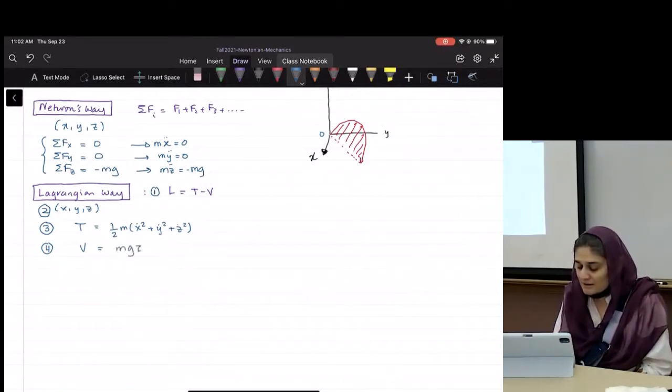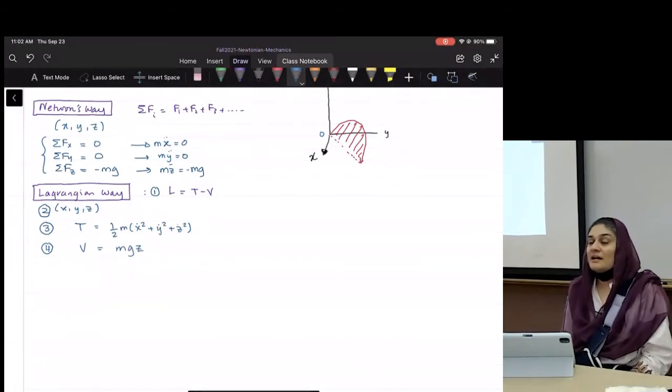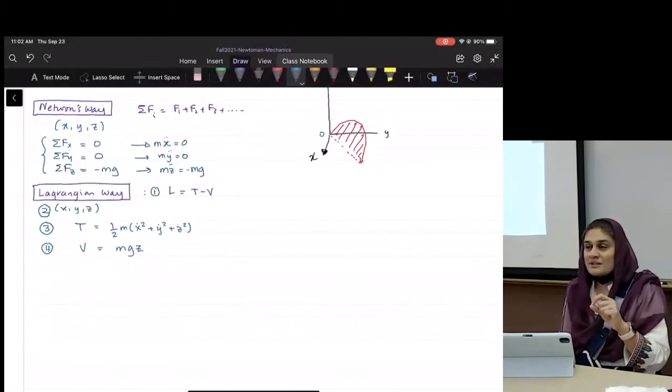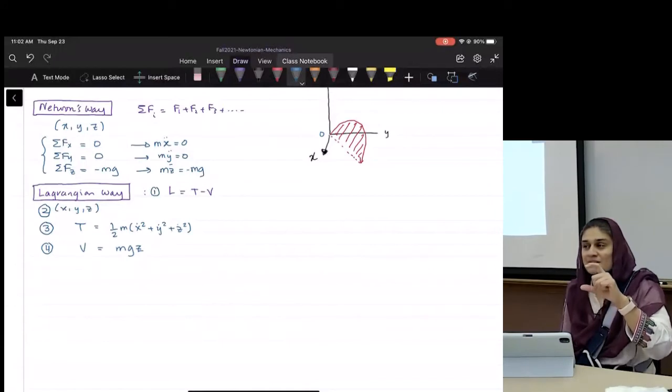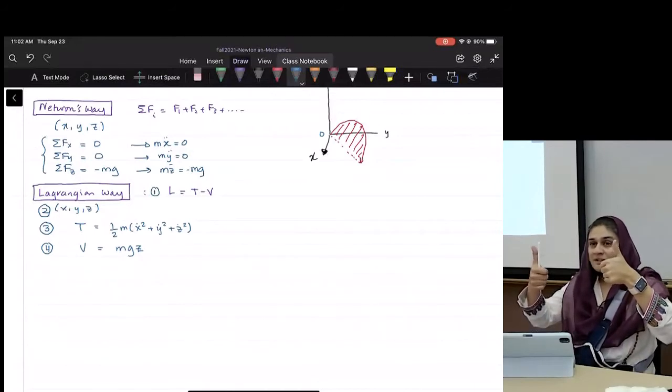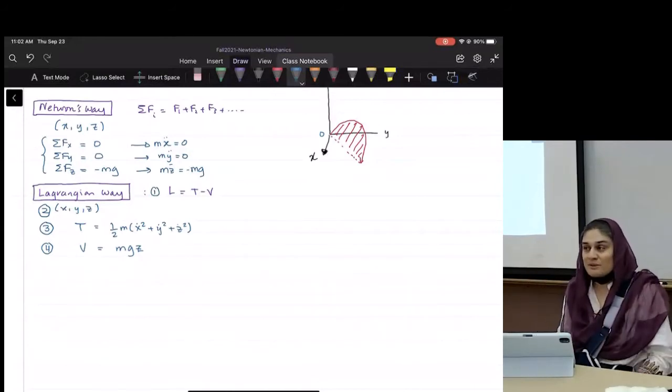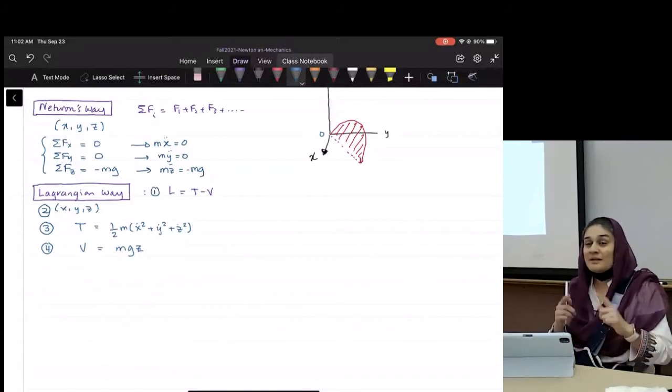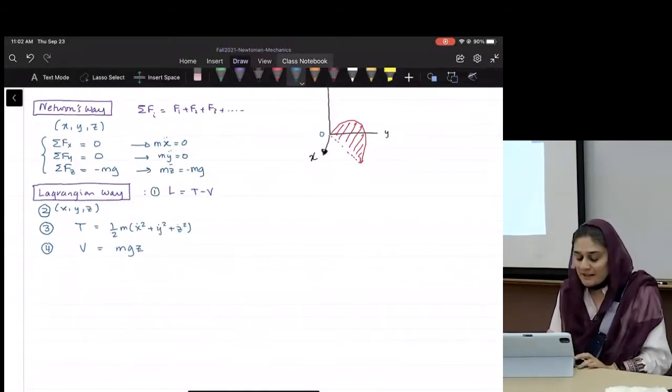mg, yes. And should it be minus or plus? Think about where your origin is. As h goes up, does the potential go up or down? So as h increases, V should increase. So what's the relationship between V and z? Directly positive. Now what's step number 5?